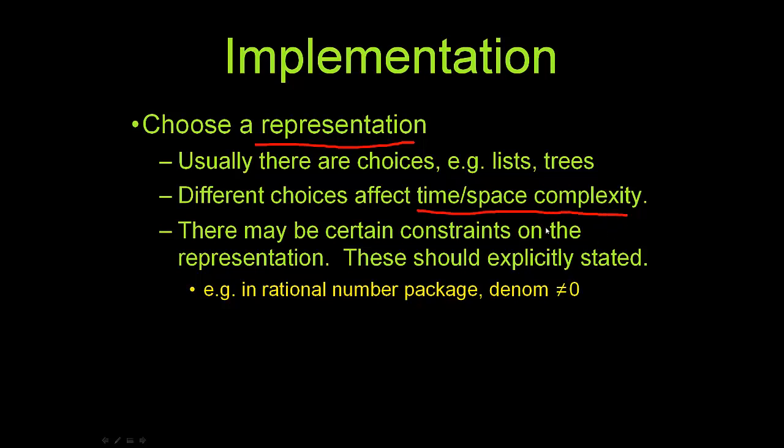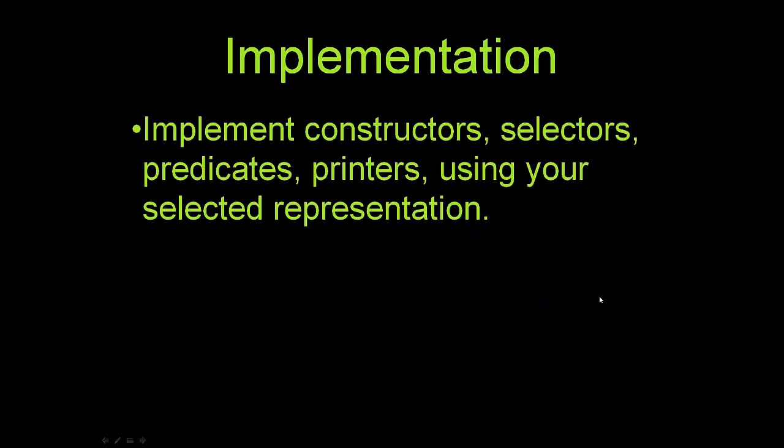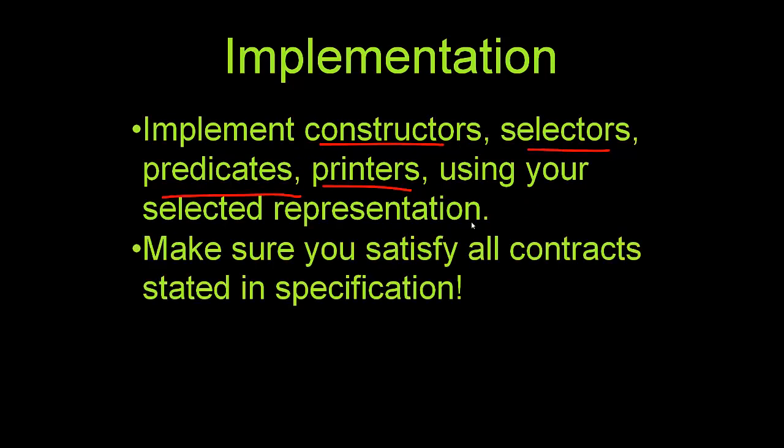And sometimes there will be some constraints that we will be imposing on the implementation, right? So for example, in the earlier case, we saw that in the rational package, the denominator must not be 0. And then after that, we implement the different types of functions: constructors, selectors, predicates, and printers. And then you make sure that you satisfy all the contracts that we stated in the specifications.